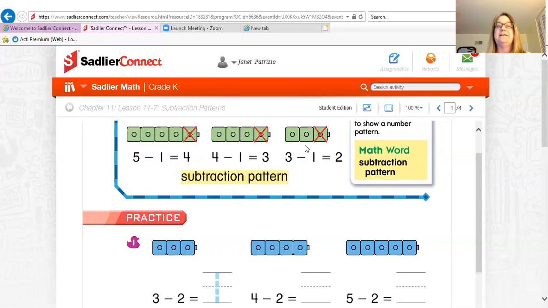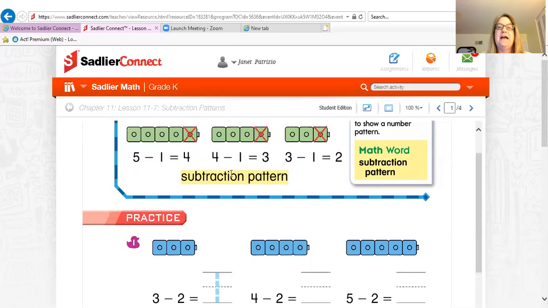Now what is the pattern? See if you can look at it. What is happening in each of these subtraction sentences? The pattern is that for each one, 1 part is being taken away. That is the pattern. 5 minus 1 equals 4. 4 minus 1 equals 3. 3 minus 1 equals 2.